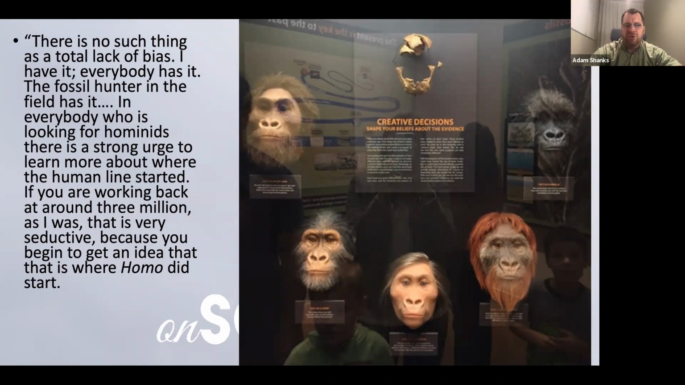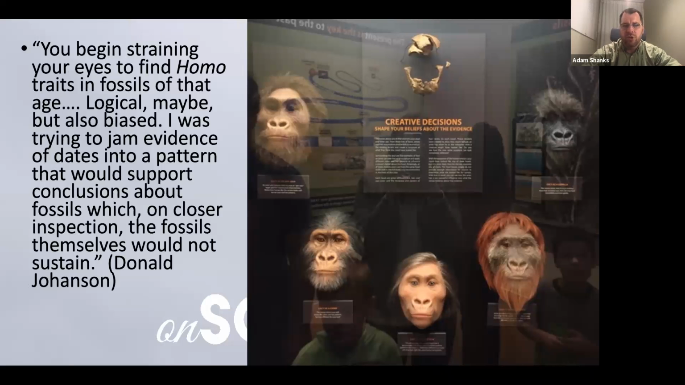There is no such thing as a total lack of bias. I have it. Everybody has it. The fossil hunter in the field has it. And everybody who is looking for hominids, there's a strong urge to learn about more of where the human line started. If you're working back at around 3 million, as I was, that is very seductive, because you begin to get an idea that that is where Homo did start. You begin straining your eyes to find Homo traits in fossils of that age. Logical maybe, but also biased. I was trying to jam evidence of dates into a pattern that would support conclusions about fossils which, upon closer inspection, the fossils themselves would not sustain.